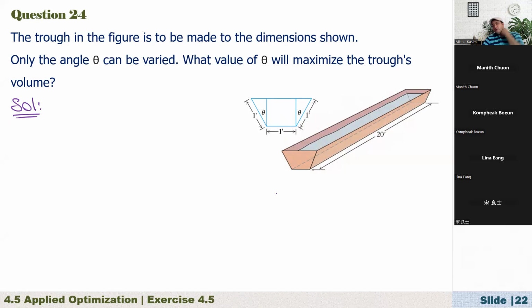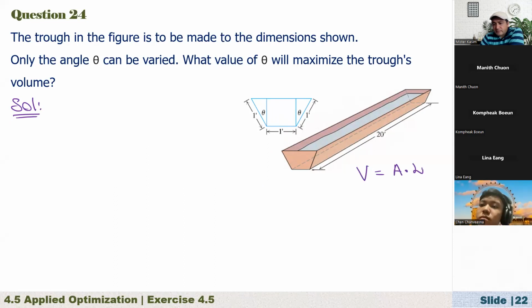So now, what is a volume? We know that the volume is equal to cross-sectional area times length, right? And the length is equal to 20. I know that, but how about the cross-sectional area? So cross-sectional area, it is, what is this? Oh, so this one is 1. Now we have 2 triangles, right? Also, actually, this is 1. 1. How can it be 1? I don't understand.